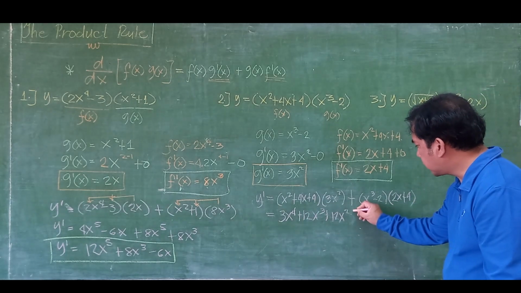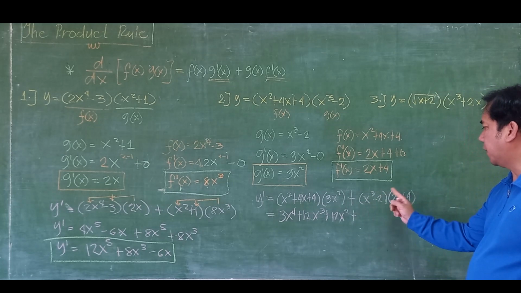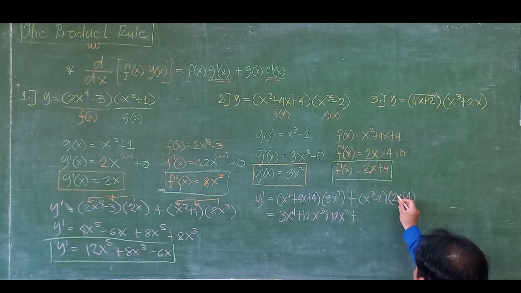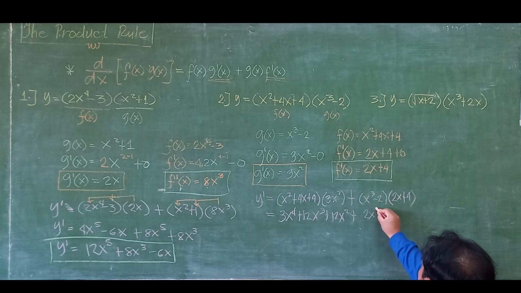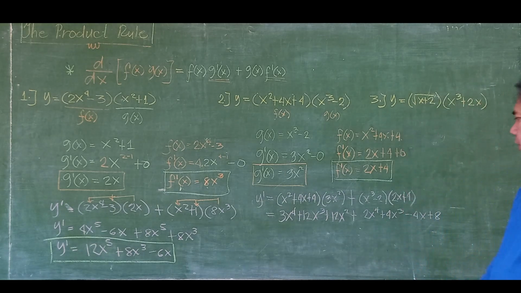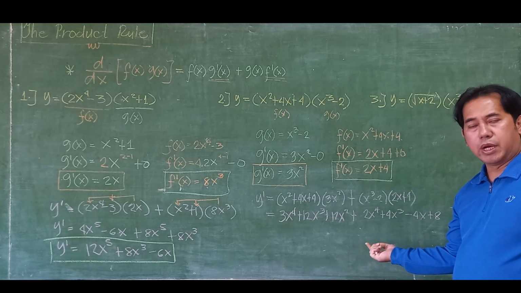Now, how about this next? Before that, we have to expand. We have to multiply. If we multiply, this one is the same as x raised to 3 multiplied by 2x, which gives 2x raised to 4. Now what about this one? That gives plus 4x raised to 3. How about this one? It will give you minus 4x. And what about this one? That is the same as plus 8.